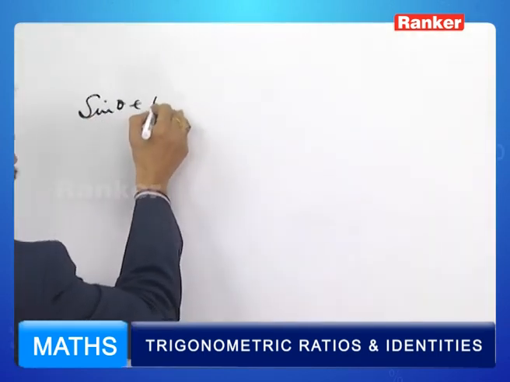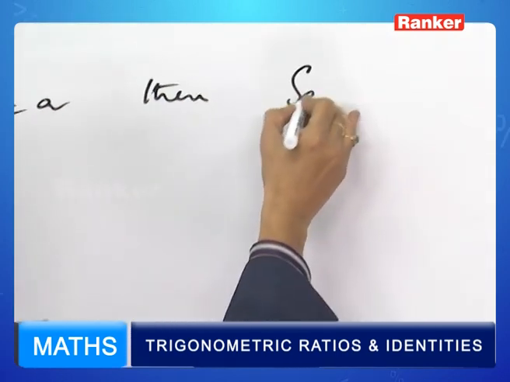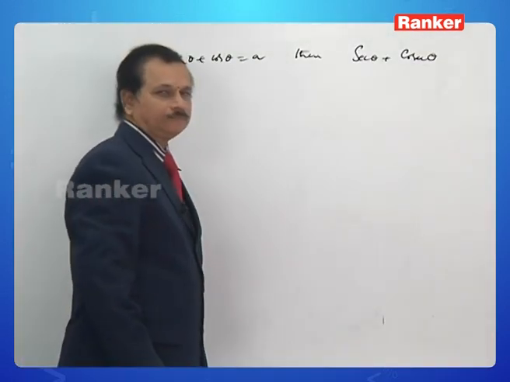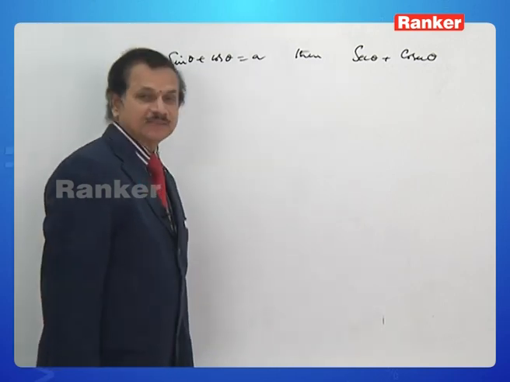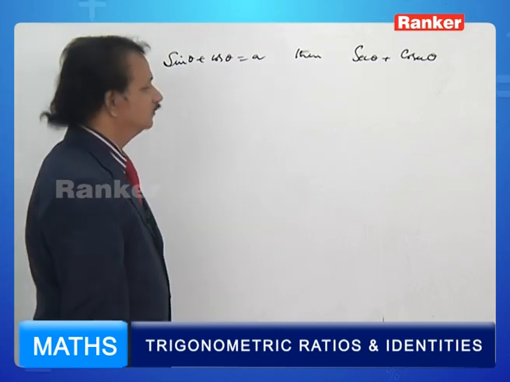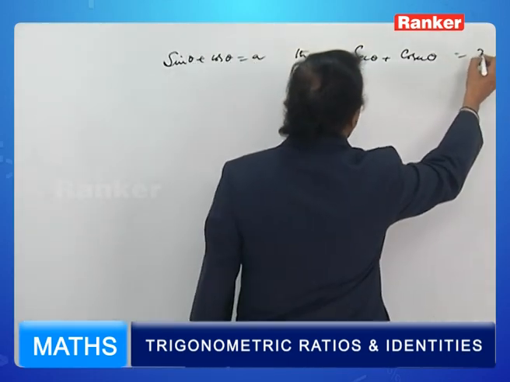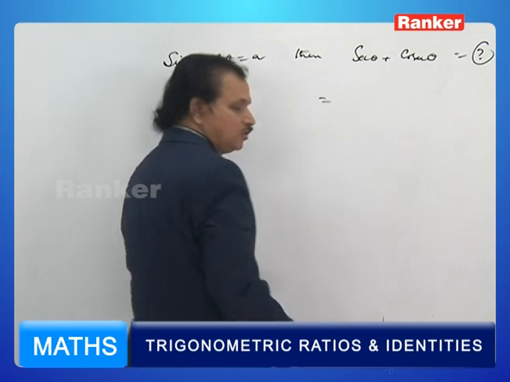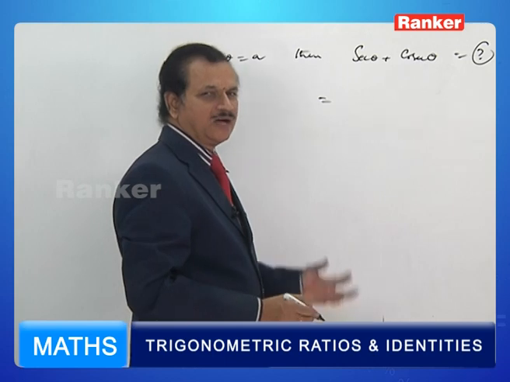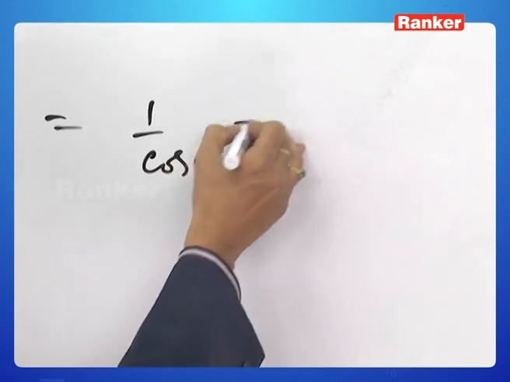The next question is, if sin theta plus cos theta is equal to A, then what is the value of secant theta plus cosecant theta? That is the question. Of course, one of the simplest questions. First of all, you proceed in the middle of the steps, you will get the idea how to achieve. Very simple. Look here, what is secant theta? 1 by cos theta. What is cosecant theta?